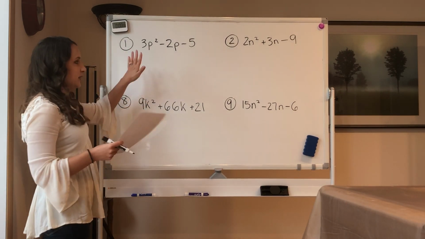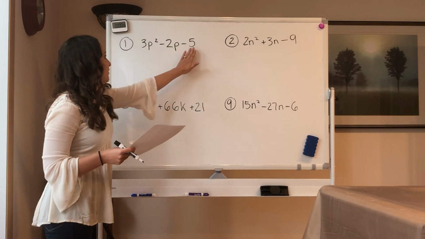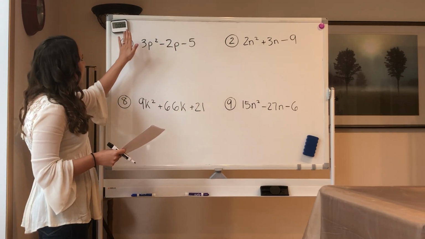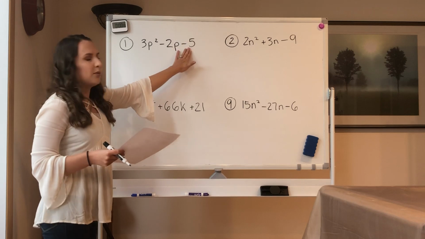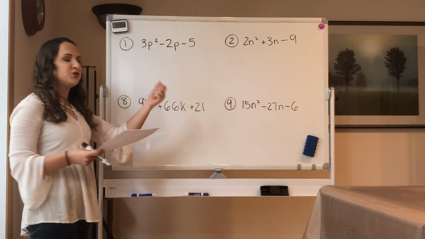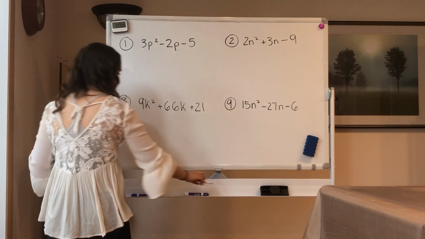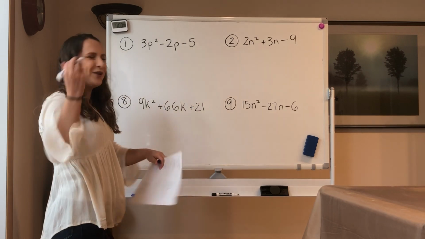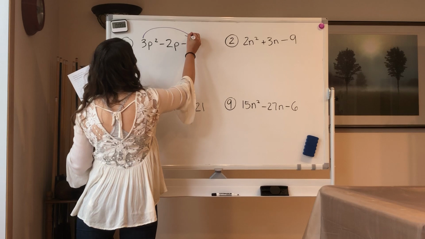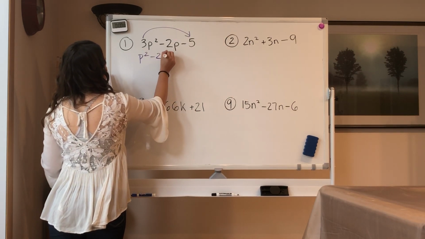Before you slide and divide, the first thing you want to do is look at all of your coefficients. Is there any number that goes into all of these numbers besides 1? No. So then you start sliding and dividing. Sometimes you have to take out a GCF. You're going to take A and multiply it to C. So now you have p squared minus 2p minus 15.